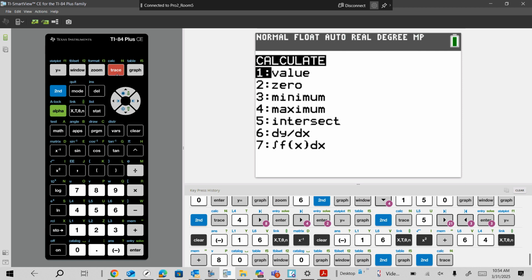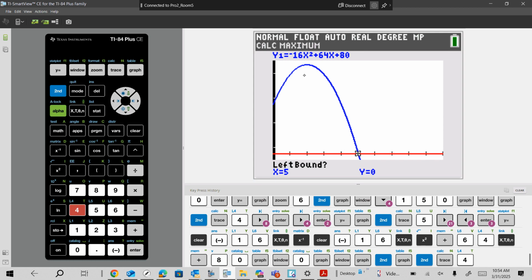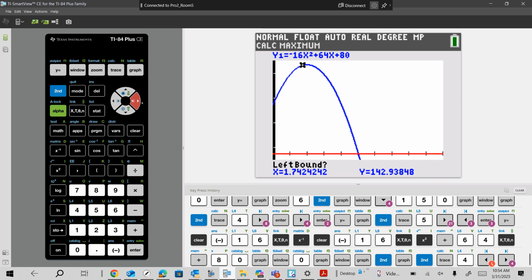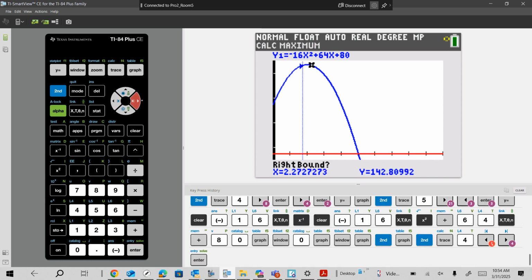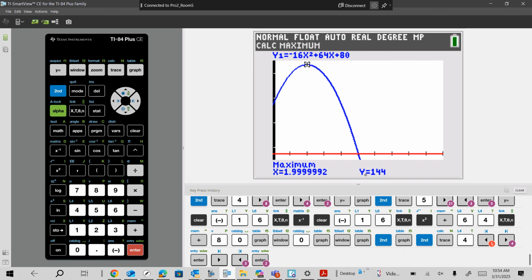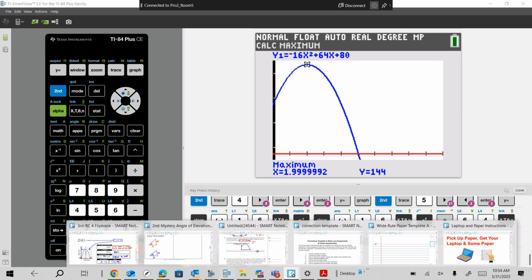Second trace. Pick max, which is number 4. Remember, the cursor needs to be left bound, so I'm going to put it on the left side. Hit enter. Then put my cursor to the right. Hit enter twice. Yep, it is 144. At what time? How long does it take for the apple to get to the max of 144? 2 seconds. Very good.